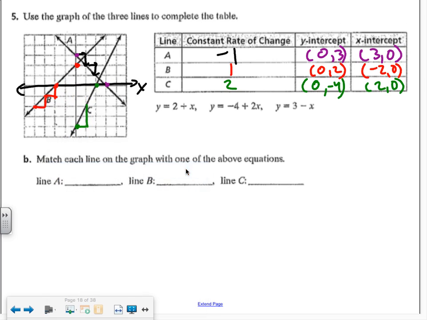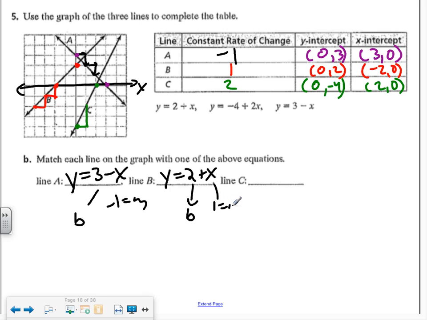So now we need to match these equations. So A is y equals 3 minus x because the rate of change is -1. The y-intercept is 3. Let's see, B is y equals 2 plus x. This is our B. 1 is m. Then finally C, y equals -4 plus 2x. B is -4. M is 2.